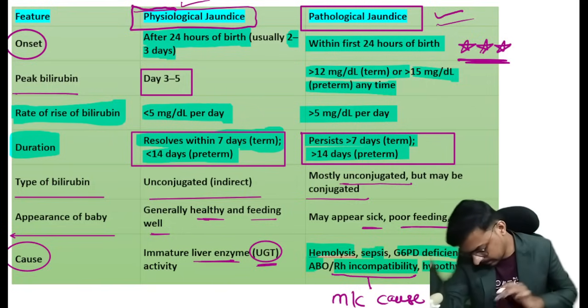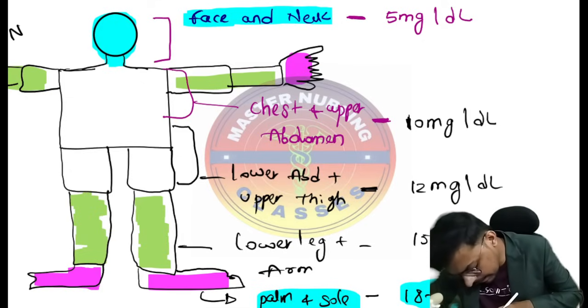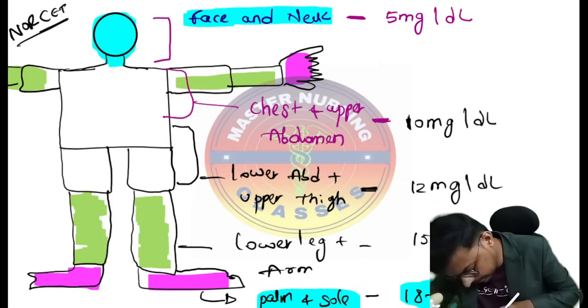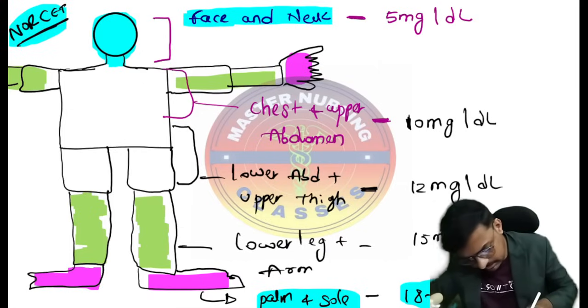So the next is the Kramer rules. Very, very important. A question was already asked in NORCET 4. Yes, the NORCET 4 examiner's favorite question, already asked in NORCET 4. Kramer rules.